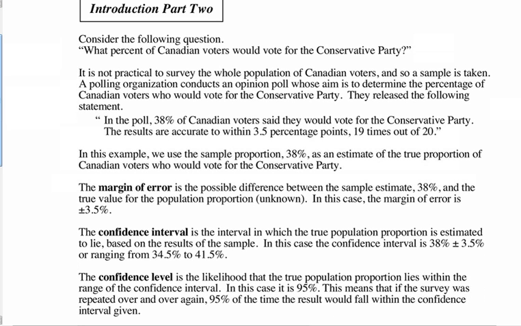So consider the following question. What percent of Canadian voters would vote for the Conservative Party? It is not practical to survey the whole population of Canadian voters, so a sample is taken. This is how polls are done.